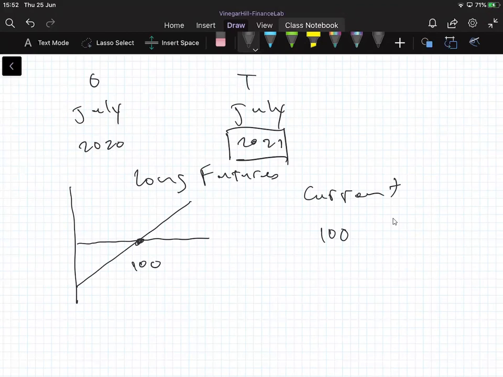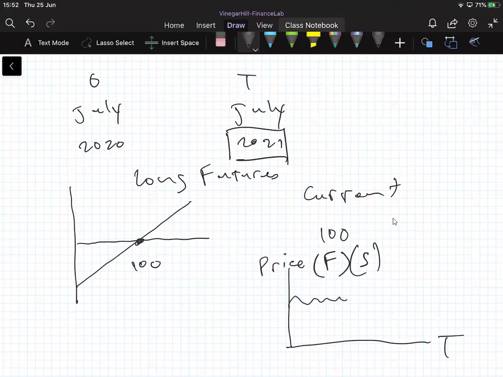And if it turns out, again, we don't know the future, nobody really has a crystal ball, but if we think of time and then the price of the underlying, whether in terms of the futures or the spot, and remember the two will converge, that can go up or down over time. But if it goes up, then all else being equal, in July 2020, you would have to pay that extra price.